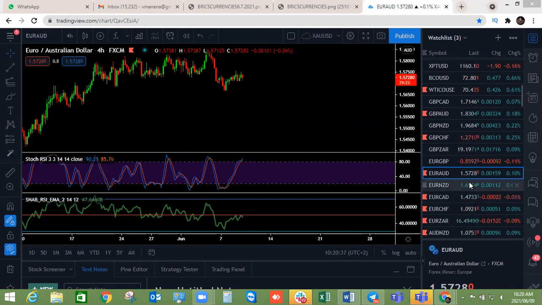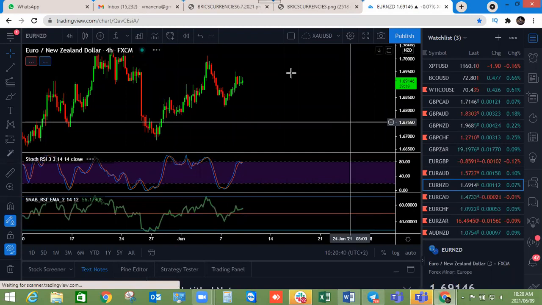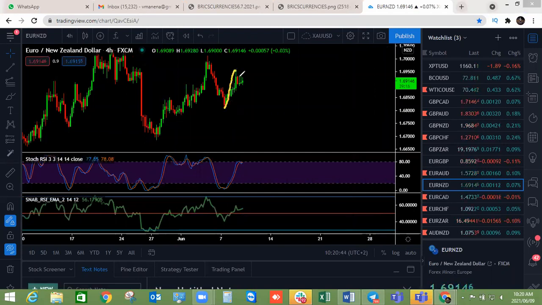This was a chart of the week. Euro New Zealand. So Euro New Zealand may actually reverse at current levels just because of the indicator. So let's just watch that for now.